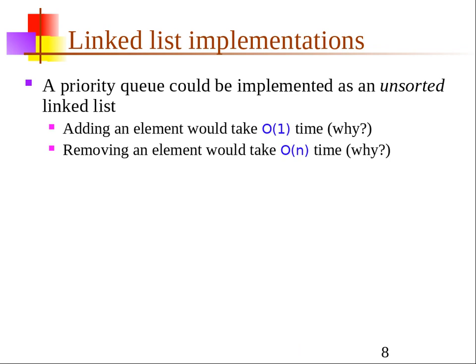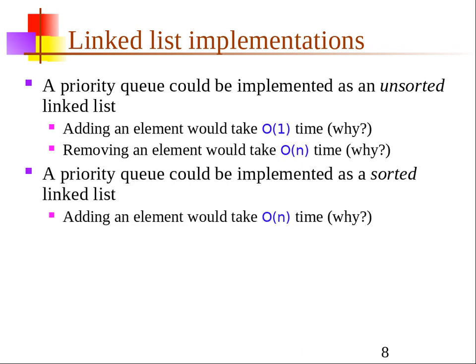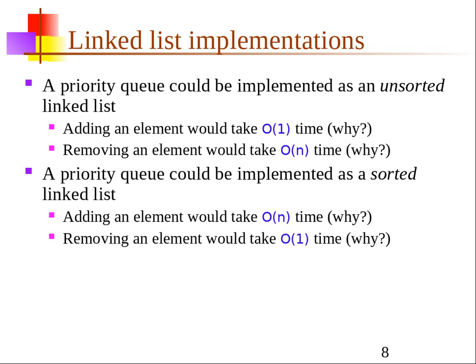Could be unsorted. Adding would be O of 1, because you just shove it to the beginning. But then removing is O of n, because you have to find it. And if it's an unsorted linked list, you just have to go through the entire linked list. Sadness. If it's sorted, adding takes O of n time, because you have to go through the whole list to find where it needs to go. And then removing an element would take O of 1, because hopefully you just keep the end or the tail to be the least. And then you can just remove it, because it's a linked list. And O of 1.